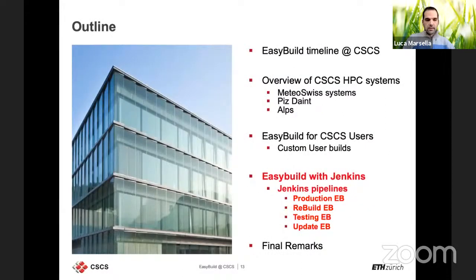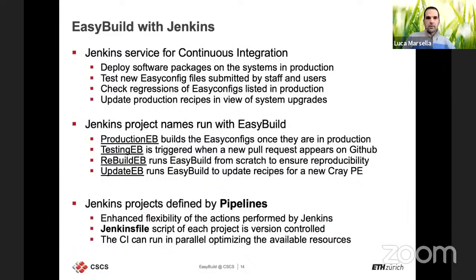Now, let's go to the EasyBuild integration with Jenkins at CSCS. We use Jenkins as a service for continuous integration to deploy the software packages on the systems in production and test new EasyConfig files that can be submitted by staff and also by users. We also check regularly regressions of EasyConfigs that are listed in our production files. And we now also update the production recipes in view of the systems upgrades.